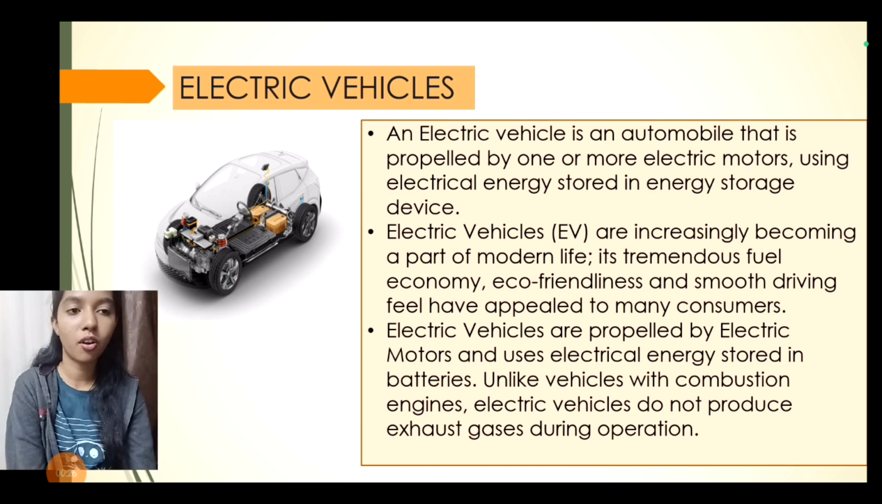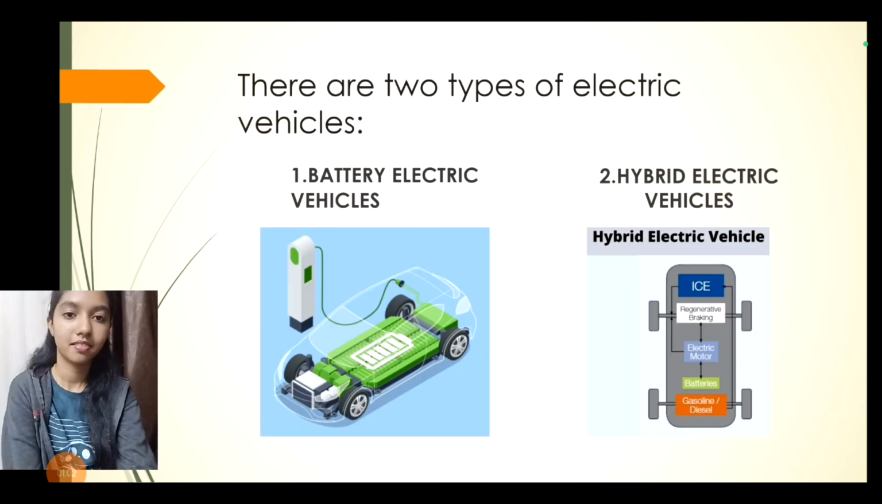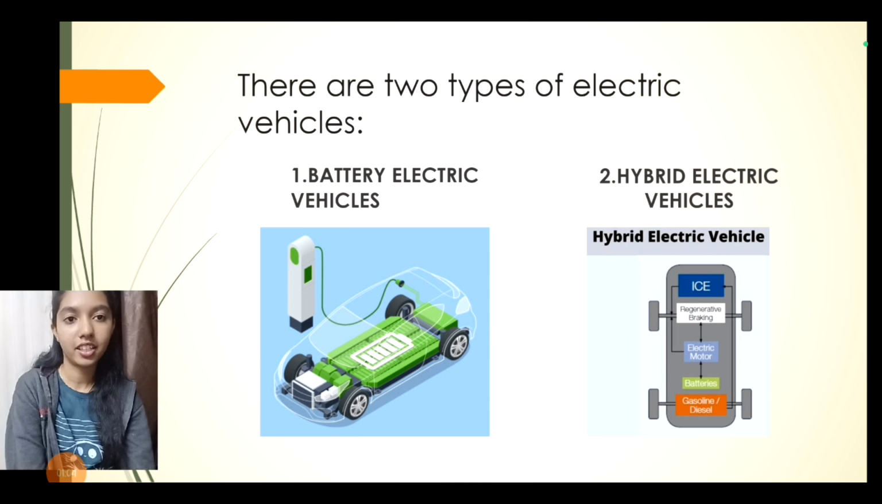An electric vehicle is an automobile that is propelled by one or more electric motors using electrical energy stored in an energy storage device. Electric vehicles are increasingly becoming a part of modern life. Their tremendous fuel economy, eco-friendliness and smooth driving feel have appealed to many consumers. Electric vehicles are propelled by electric motors and use electrical energy stored in batteries. Unlike vehicles with combustion engines, electric vehicles do not produce exhaust gases during operation. There are two types of electric vehicles: battery electric vehicles and hybrid electric vehicles.